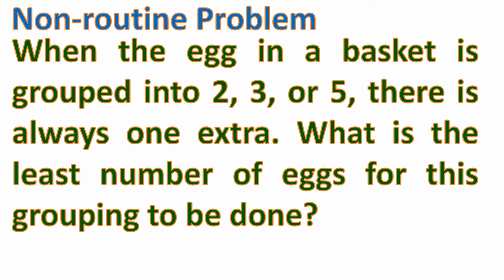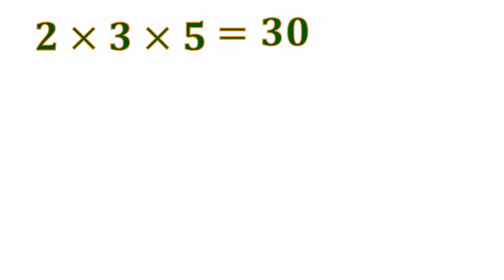Alright, so let us solve this. This is how I solve it. I just multiply 2, 3, and 5. The reason why I multiply these is to make sure that the number that I will use is divisible by 2, 3, and 5, which is 2 times 3 is 6, times 5 is 30. So 30 is divisible by 2, by 3, and by 5. That means it can be grouped. The 30 can be grouped by these 3.